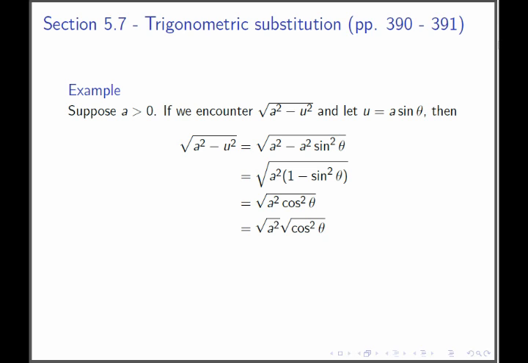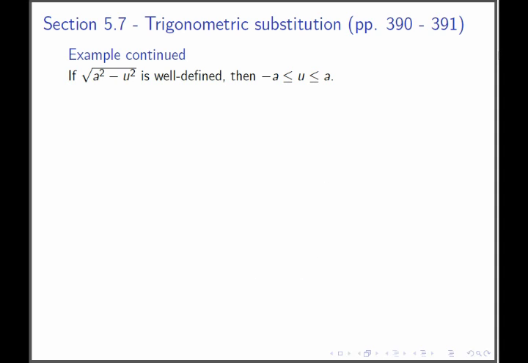Then we can break that up into the square root of a squared and the square root of cosine squared, giving us the absolute value of a times the absolute value of cosine theta. But a is positive, so the absolute value of a is equal to a. Now the goal is to get rid of those absolute value signs somehow. In other words, we'd like to ensure that cosine theta is positive. Let's see how we can do this.